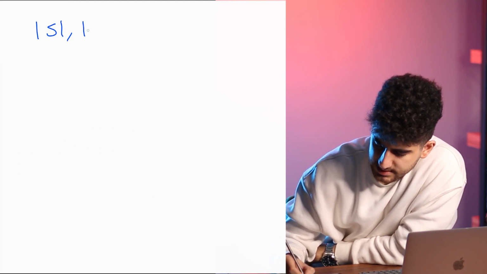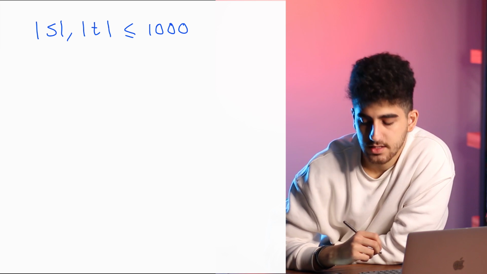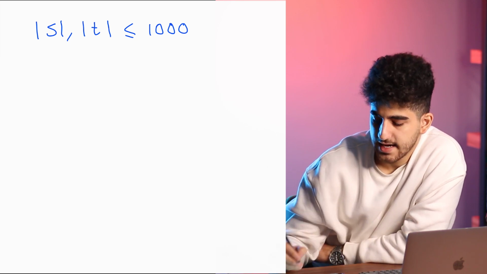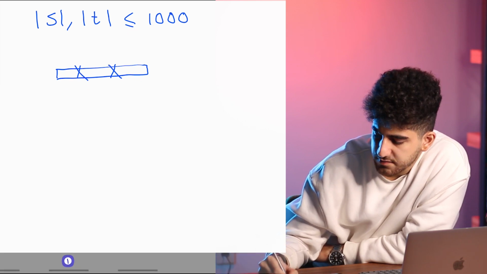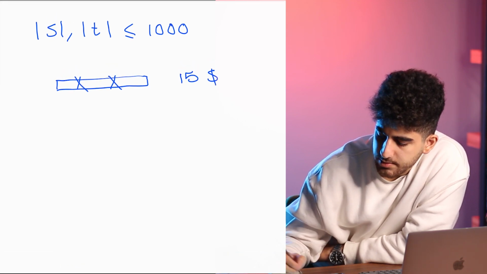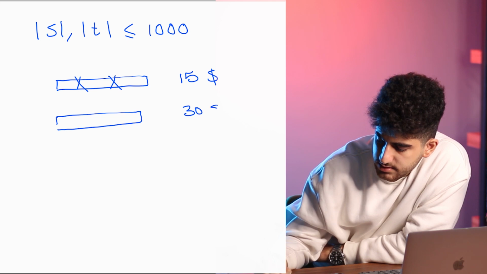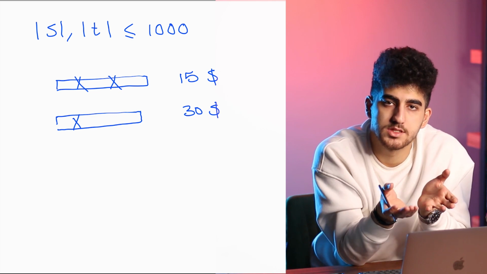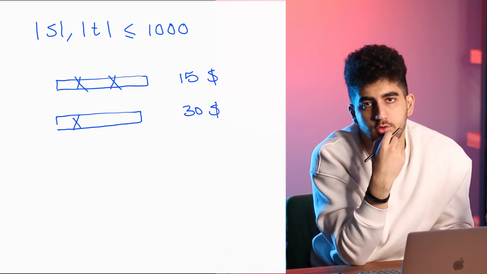Well, this problem tells you that we have two strings, S and T, and the length of these two strings are at most 1,000. And you want to make these two strings equal. Each time you can remove one character from S by paying $15, or remove one character from T by paying $30. And you want to pay the minimum amount to make these two strings equal, and you have to say what that minimum cost is.